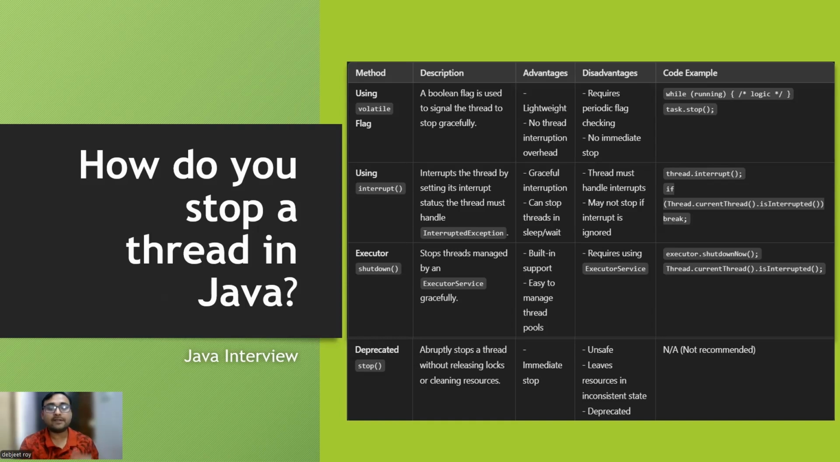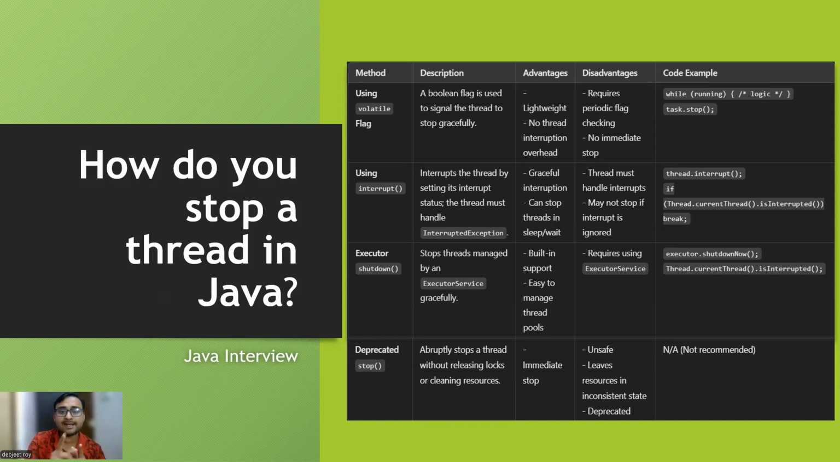Then, using the interrupt method, it interrupts the thread by setting its status, and we can stop it over there. It must be handled with InterruptedException because it may throw InterruptedException, so we have to catch it in a try-catch, or throw it in the method declaration. So we can call the interrupt method on the thread.